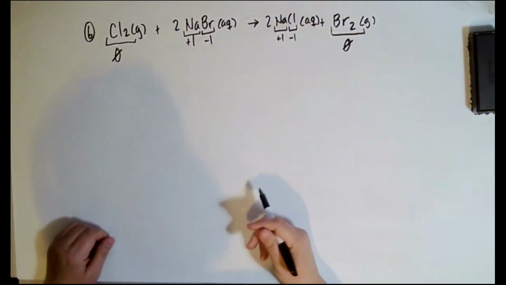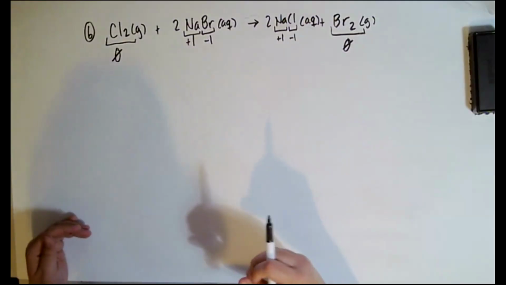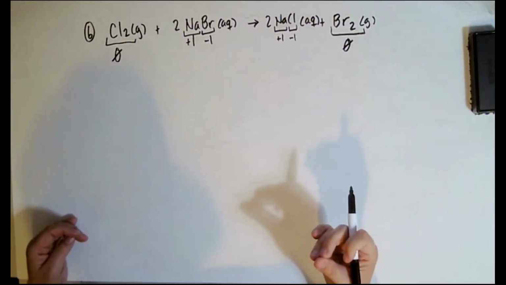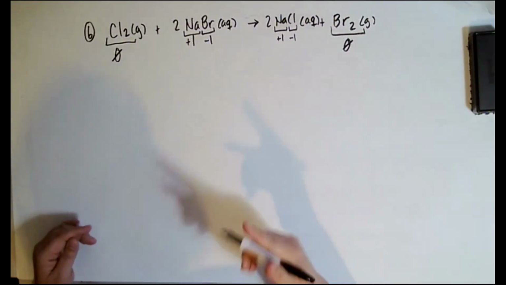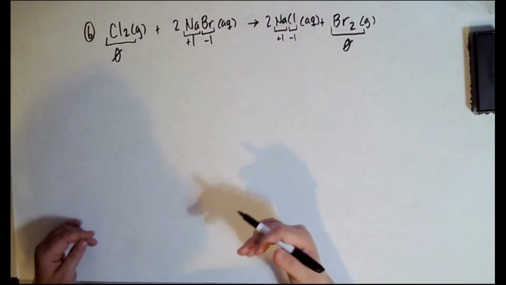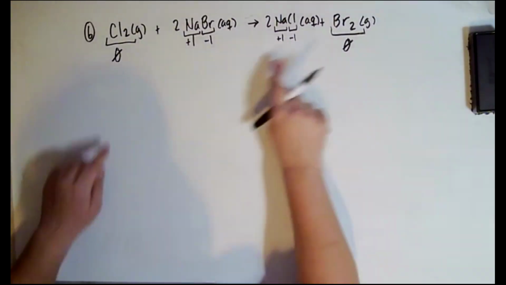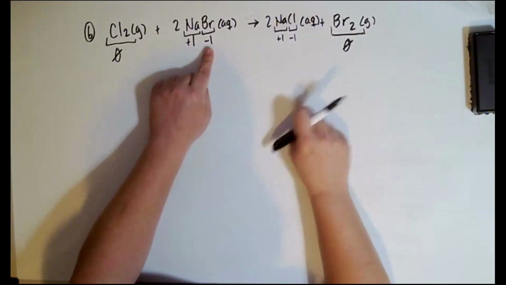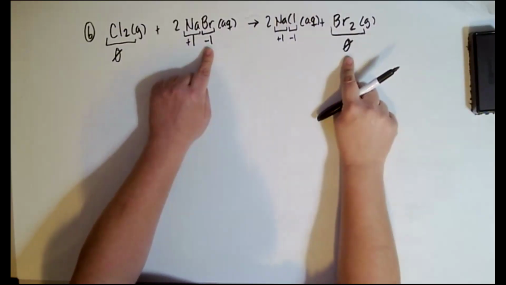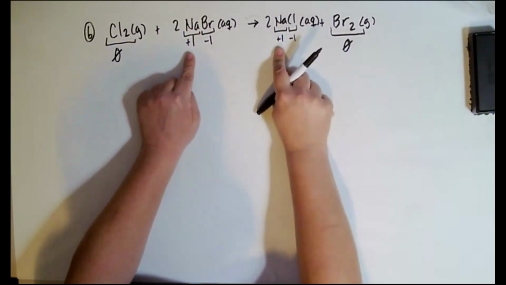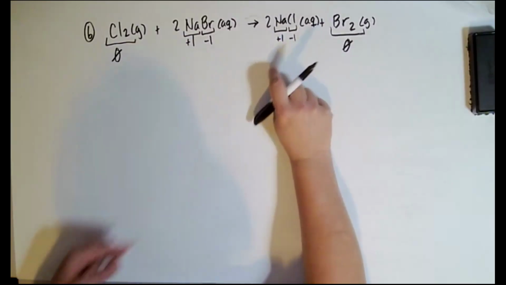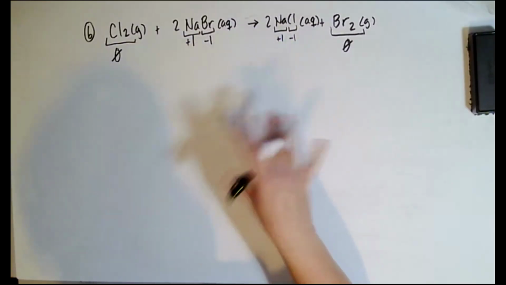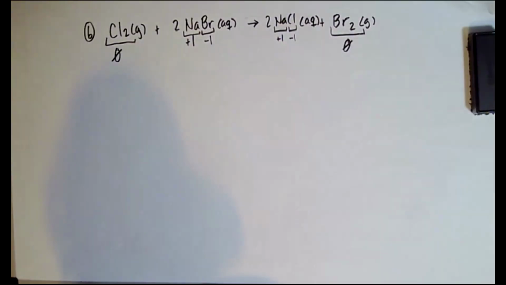All right. When you're deciding what's being oxidized and what's being reduced, you're going to be looking for the changes in the numbers. So we see that chlorine's number changes from 0 to -1. We see that bromine's number changes from -1 to 0. And we see that sodium's number does not change. So for our sodium, it's not being oxidized or reduced. Nothing is happening with the sodium.